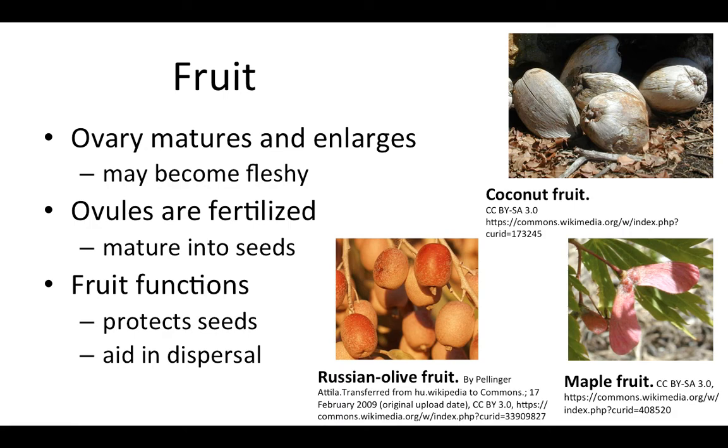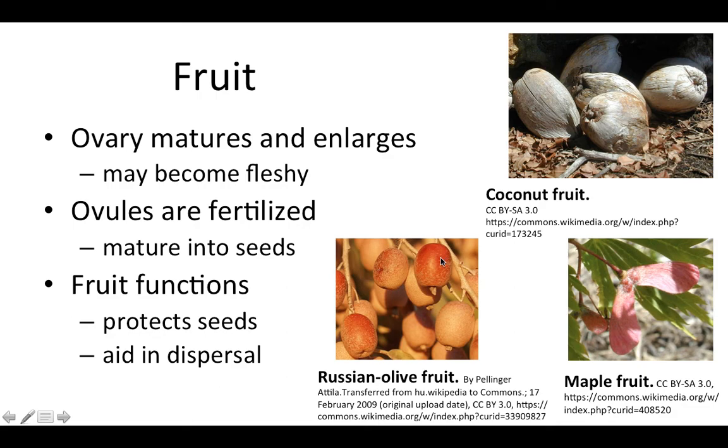Oftentimes, that mature ovary is going to become fleshy. So an example of that are autumn olive fruits. These are a plant that we might find growing around campus or around South Carolina. They are an introduced plant that are not particularly desirable. But the reason that they spread so effectively is that because these fruits are fleshy, they are an attractive food source for birds. Birds eat these fruits, then they move somewhere else, and when they defecate, the seeds are left behind, and those seeds can then germinate and start new plants.